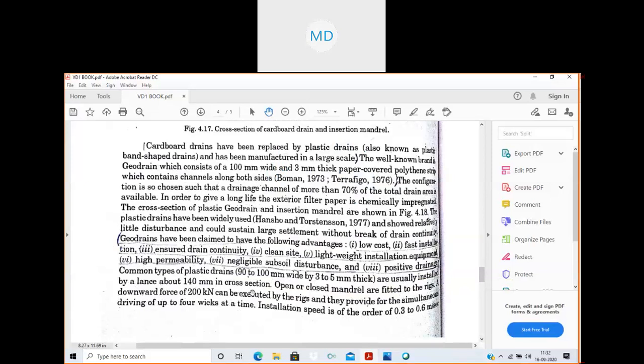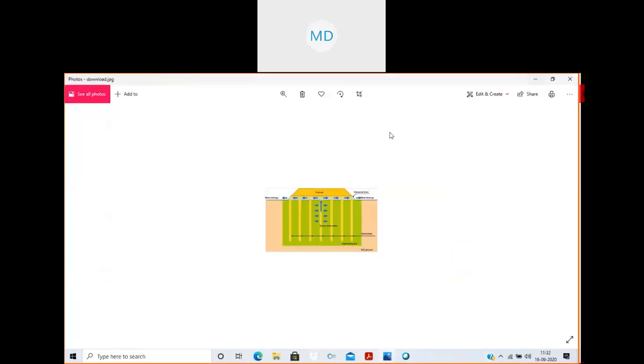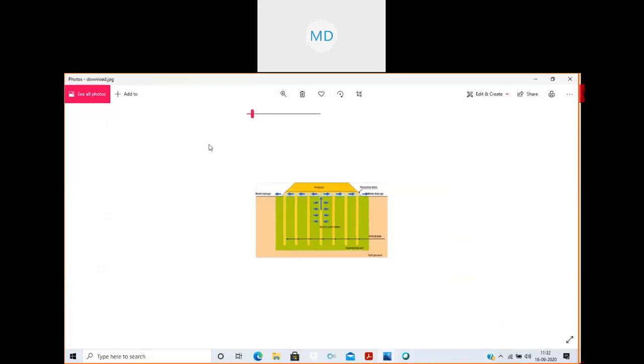So I'm going to show you the images. It will be clearer. Is the image visible? Can you see the image?